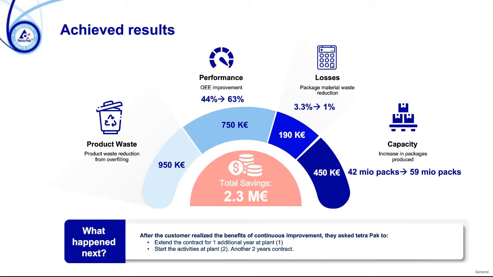After the customer realized the benefits of the continuous improvement methodology and the mindset change at the shop floor and everything, they decided to ask Tetra Pak to do the following. First, extend the contract for another additional year at plant number 1, start the activities at plant number 2, and expand the continuous improvement methodology to this plant with another 2 years contract. So this is about a success story that happened in our cluster, in our Greater Middle East area.